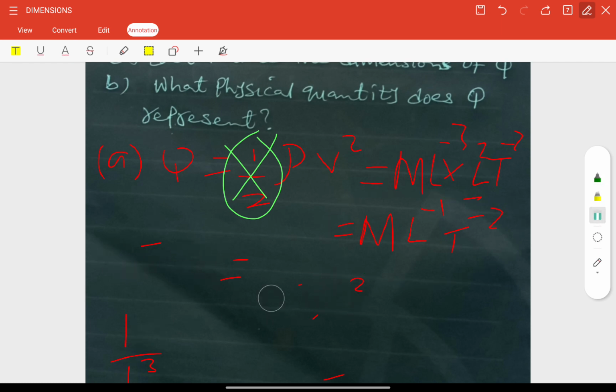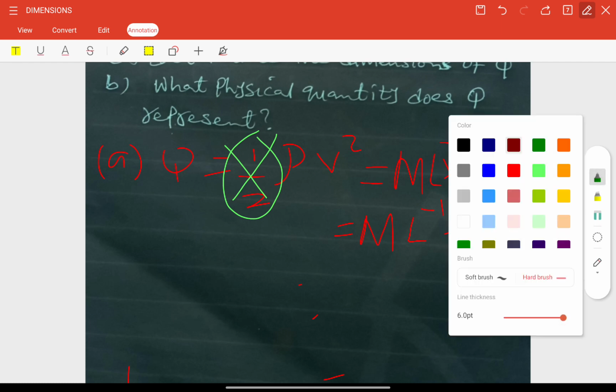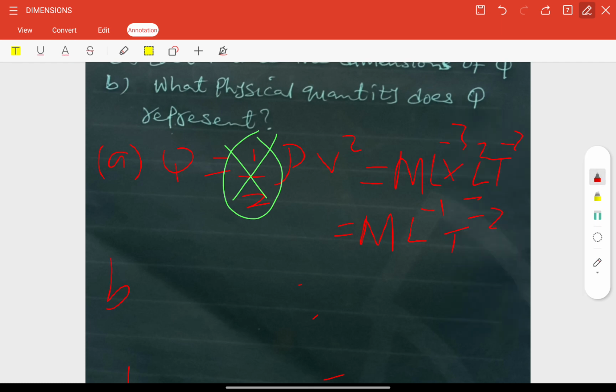Okay, so the next thing we're going to do is find what quantity Q is. That is B. Since we got this dimension, this is actually the dimension for pressure. So our Q actually represents pressure.